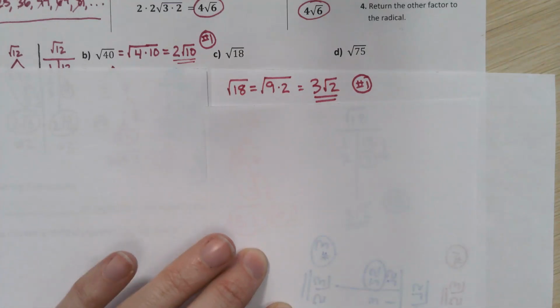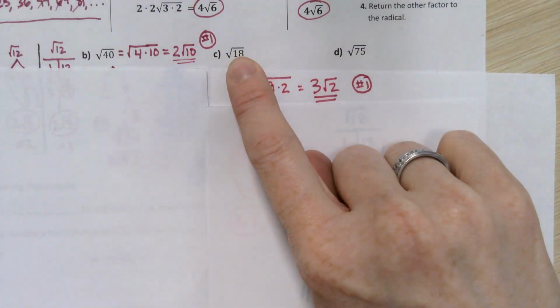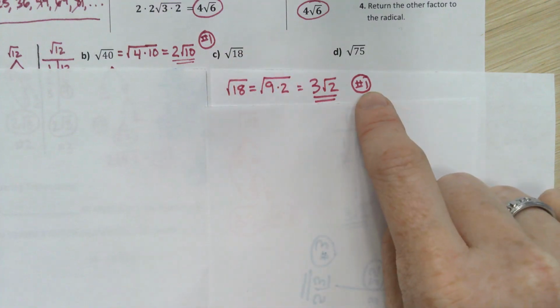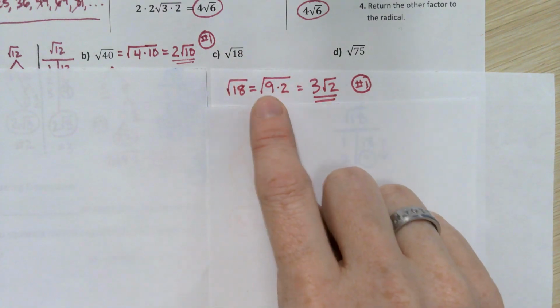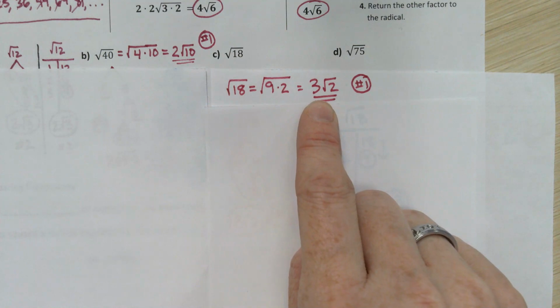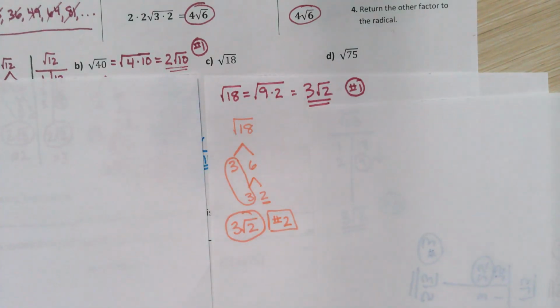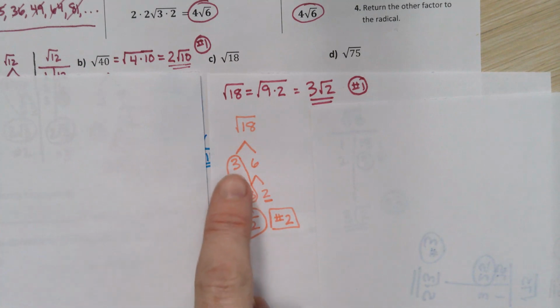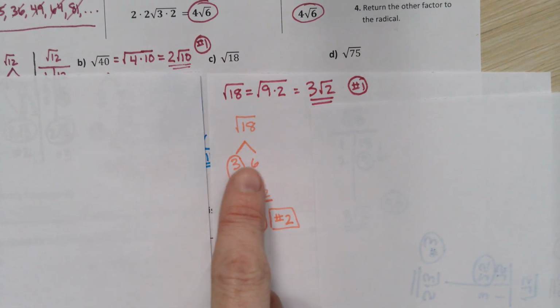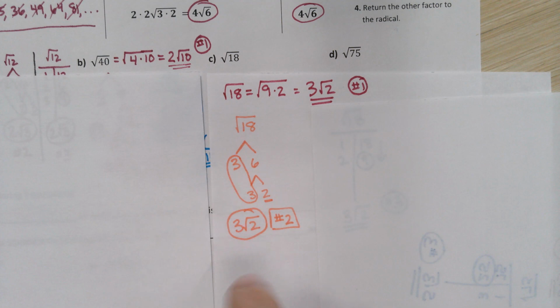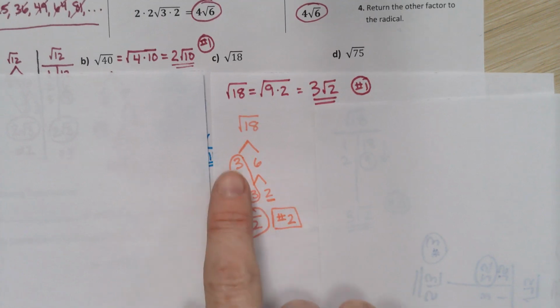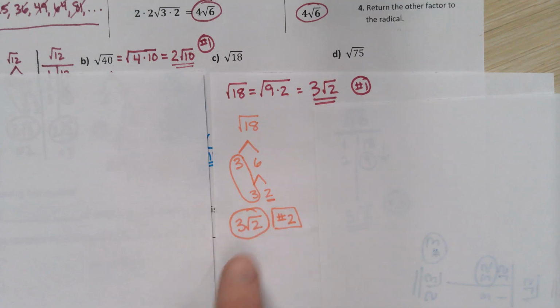All right, welcome back. For root 18, if you used method 1, perfect squares, you should have identified 9 times 2, so gotten 3 root 2. If you used the factor tree, yours might look different than mine because you might not have used 3 and 6 to start with. You could have used 2 and 9. But then when you break it down to that prime factorization, you're going to have a pair of 3's and a leftover 2. So a 3 out front and then root 2.